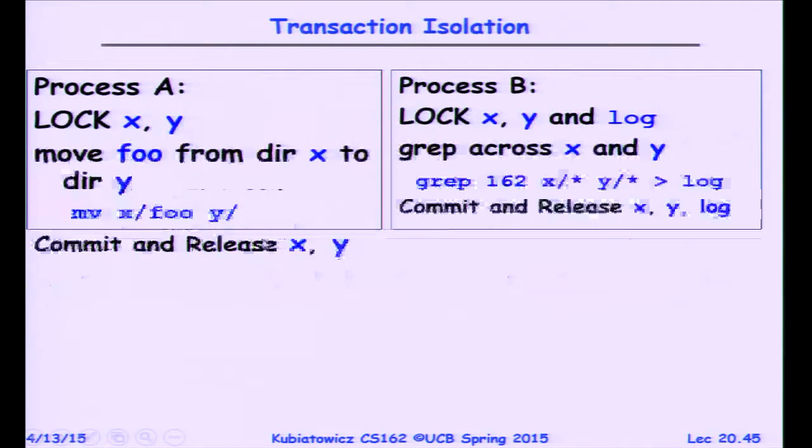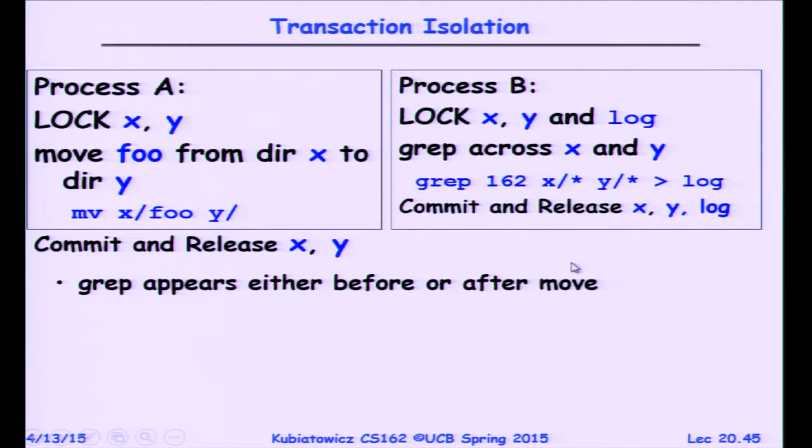Okay, so here's how we would do this then. Process A does lock X and then Y. Move foo from directory X to directory Y, and then commit. Process B does the same thing and commit. And if we do this, grep appears either before or after. And the reason is that X and Y are points of conflict, and as a result, either one of them gets X or the other one gets X, and that one then ends up logically before. And so these two results are serializable. Either A comes before B or B comes before A, but there's no interleaving.